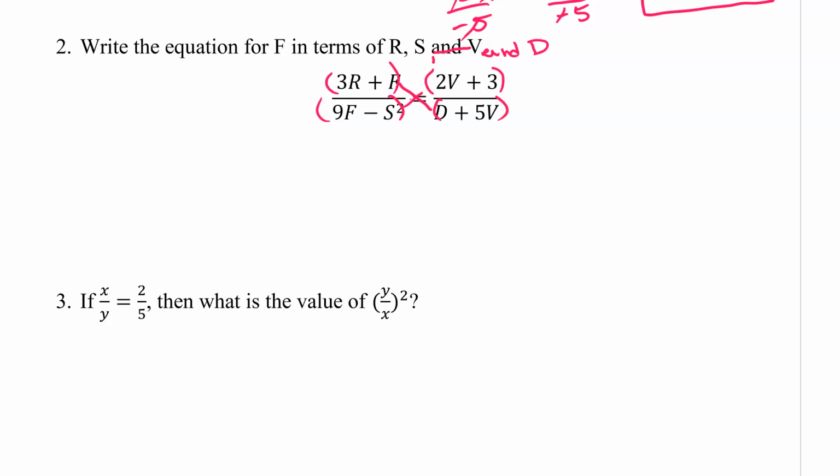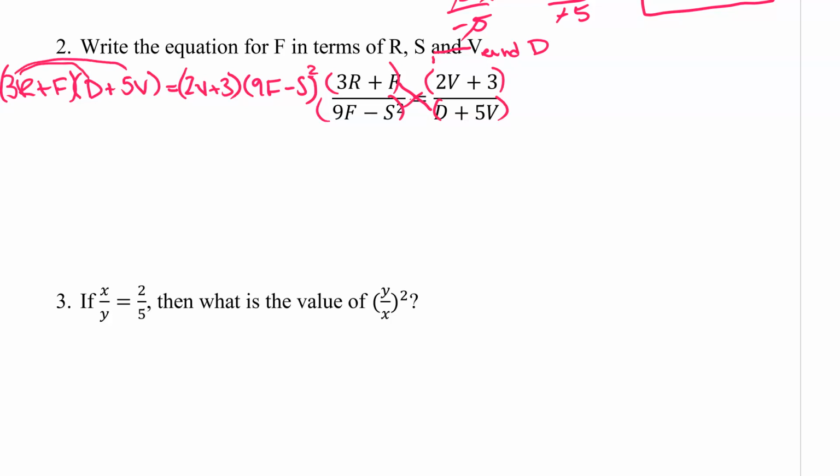So I've got 3r plus f times d plus 5v equals 2v plus 3 times 9f minus s squared. So we have to distribute.